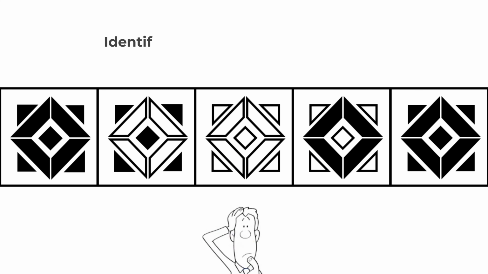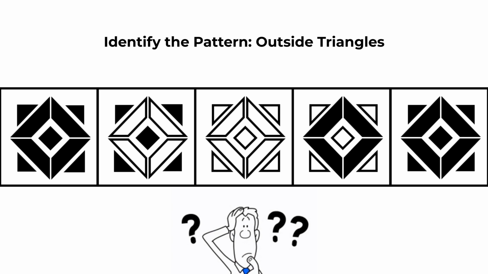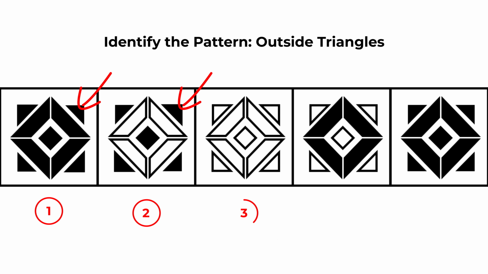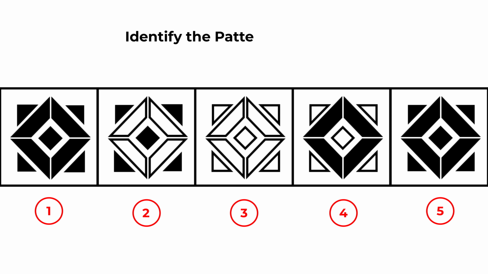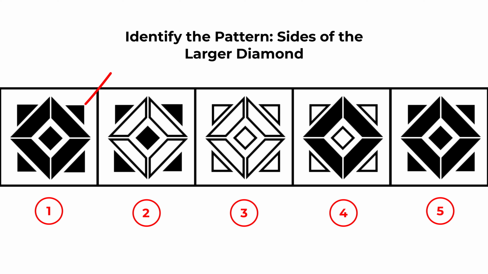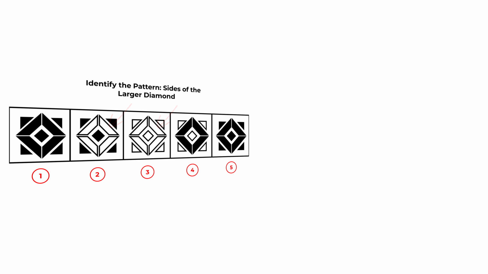Now, there's also a pattern of outside triangles. You see that outside triangles in shapes 1 and 2 are black, in shapes 3 and 4 are white, and in shape 5 are black. Does it ring a bell? Doesn't it give you a pattern? And then the third pattern are the sides of the larger diamond. If you look closely, you see that the sides of the larger diamond in the first shape are black, then we have 2 white shapes, and then 2 blacks again.